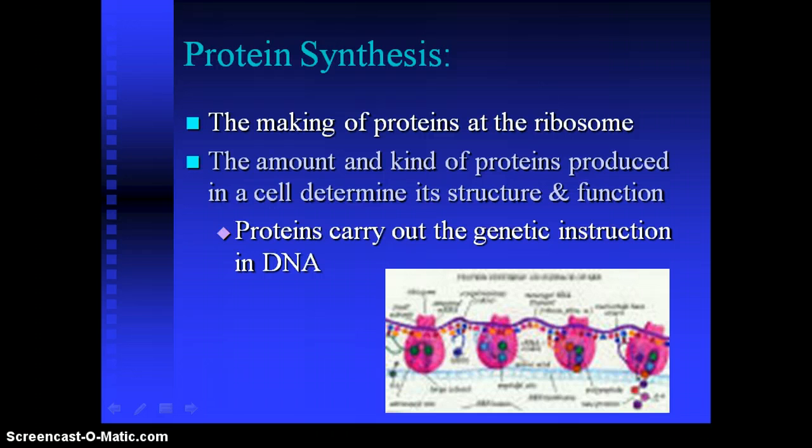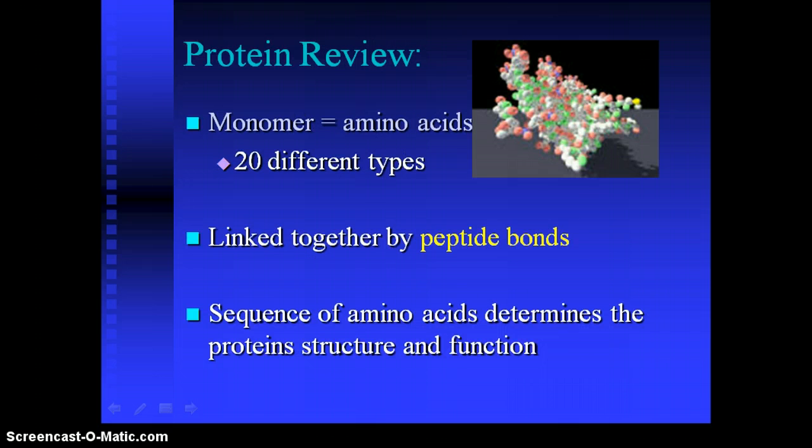There are two parts to protein synthesis, which we'll get to, transcription and translation. That is basically copying the DNA and then making the protein.